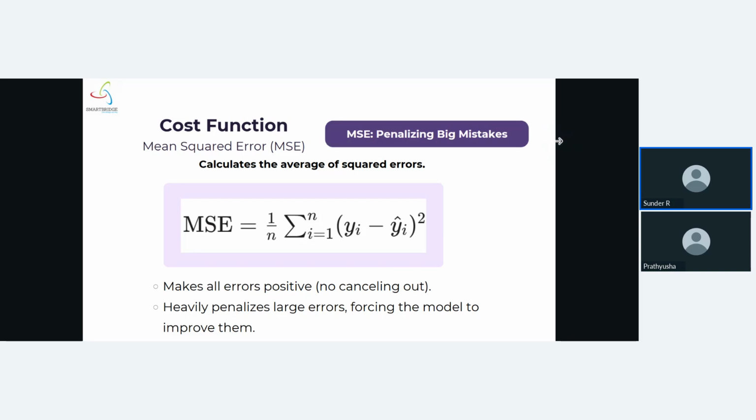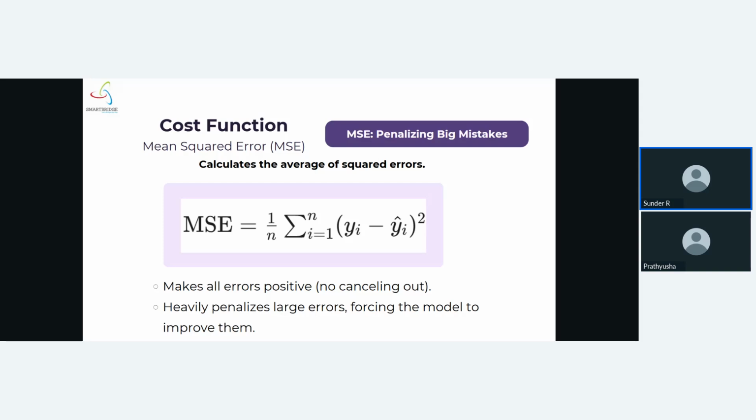So next we have this cost function. So what are these cost functions? Cost functions are used to find how much error there is. Here we have three types of errors, to find how much is the difference between our actual value and the predicted value. So here we have to consider the average of squared errors.